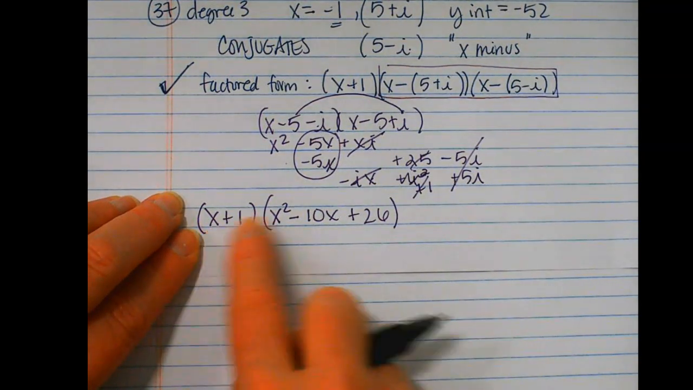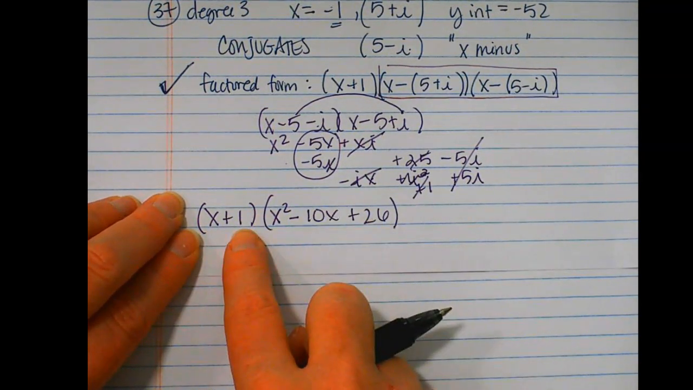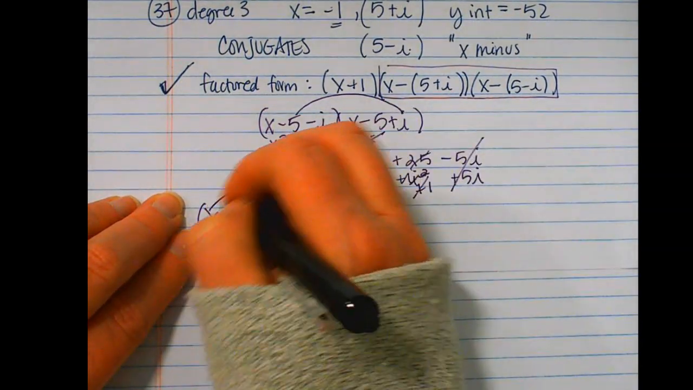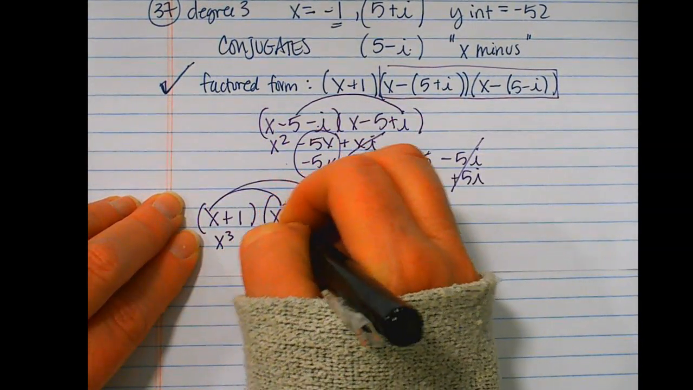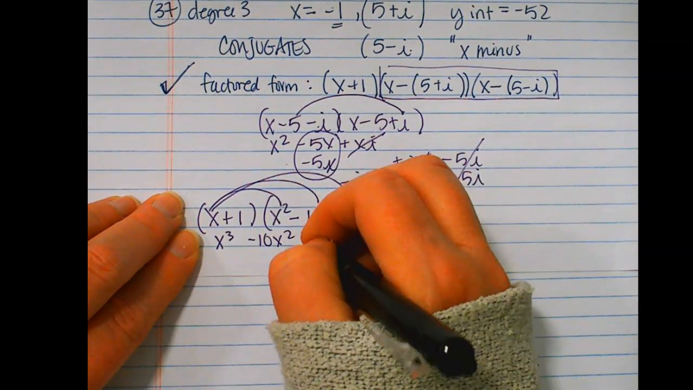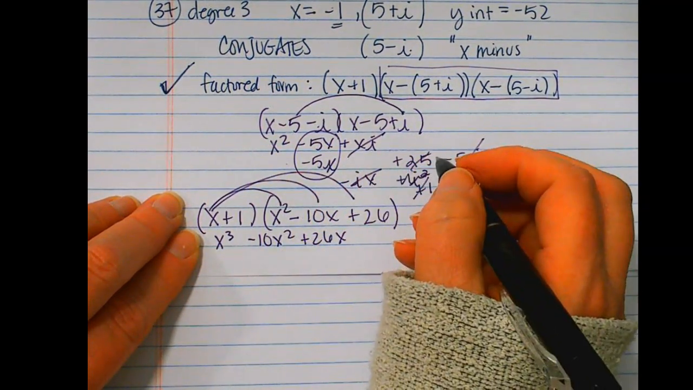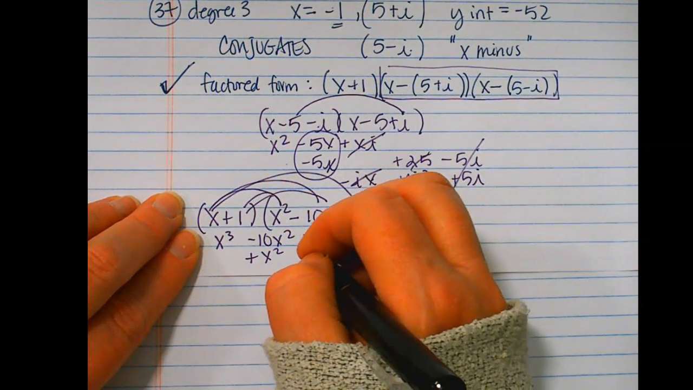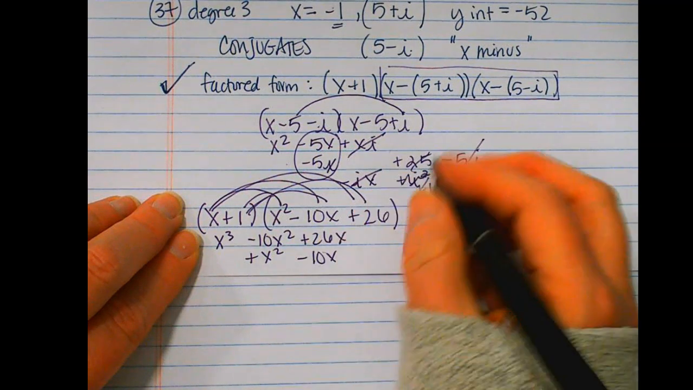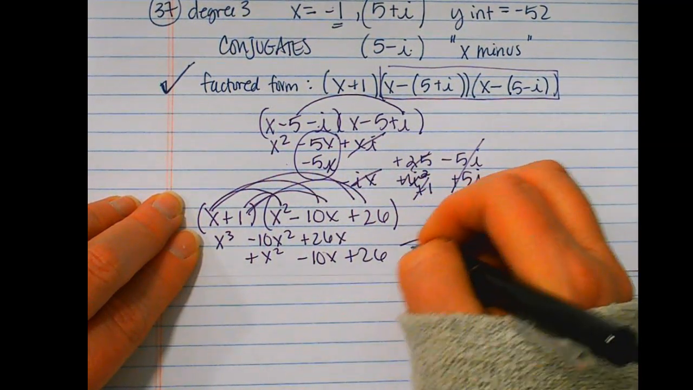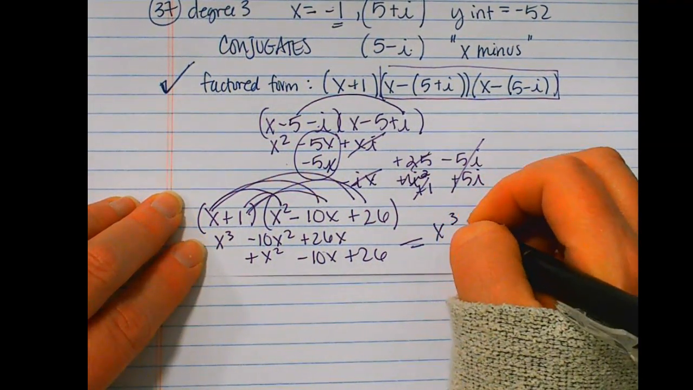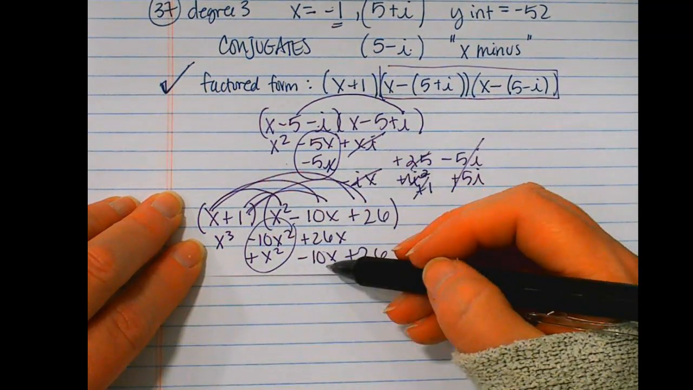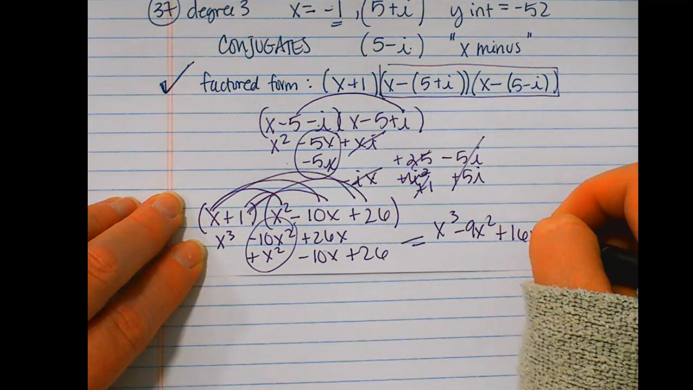I'm going to multiply x times 3 things and then 1 times 3 things. So that's going to be x cubed minus 10x squared plus 26x plus x squared minus 10x plus 26. So that's x cubed minus 9x squared, because these two together, 26 minus 10 is 16x plus 26.